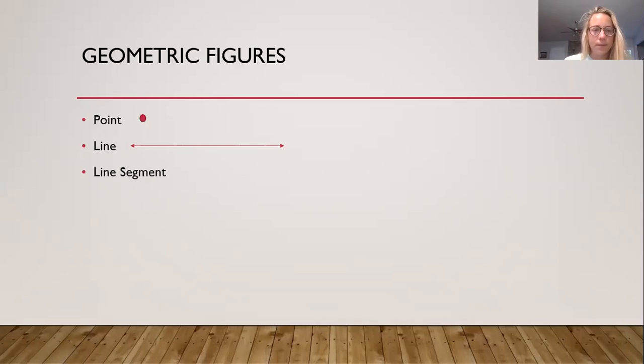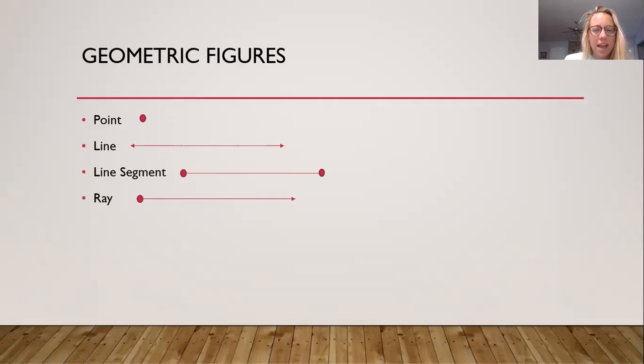Two arrows. A line segment. This is a part of a line. So it is straight, but it's represented by having 2 points on each end of the line. That means it does not go on forever. It stops.